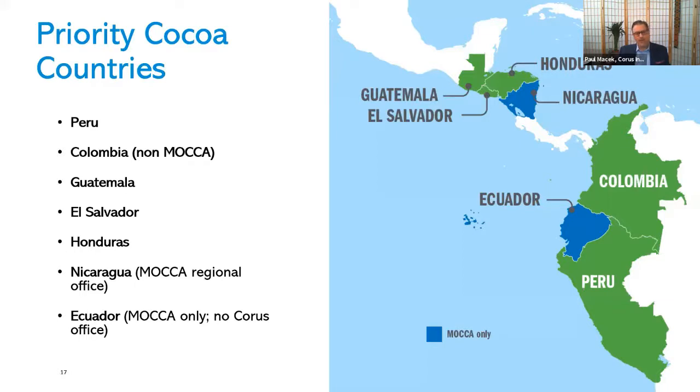As you can see here, the countries where we're active as Chorus International or Lutheran World Relief include Peru, Colombia, Guatemala, El Salvador, Honduras, Nicaragua, and Ecuador, with obviously Peru and Ecuador, and to a lesser extent, Colombia being the big powerhouse cocoa producers of Latin America. Next slide.